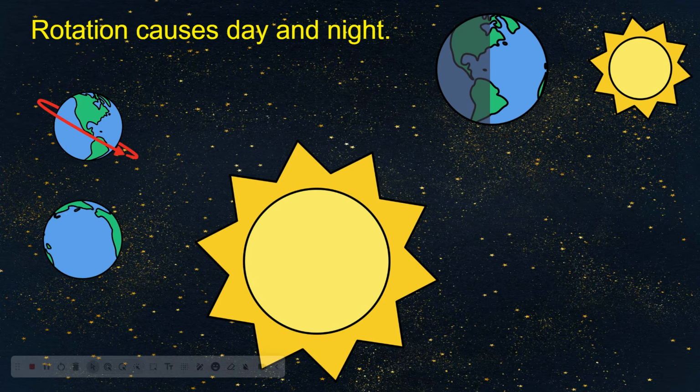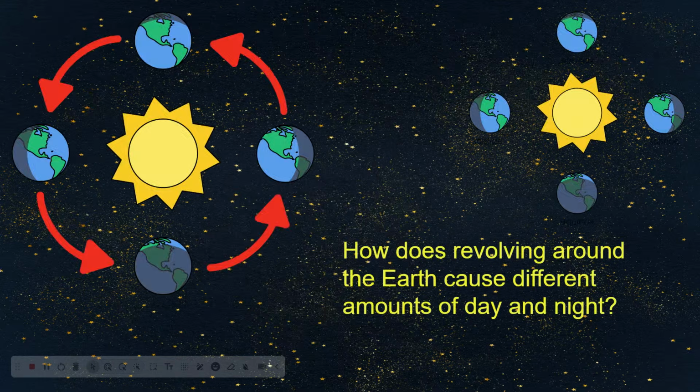Rotation is spinning on itself. You're not going to have access to a GIF like this, but you might be able to do arrows like that, right? You're going to show rotation and show what that's causing. You can add words. And then think about, how does revolving around the sun cause different amounts of day and night? And you may want to show this in your diagram, like these do, right?